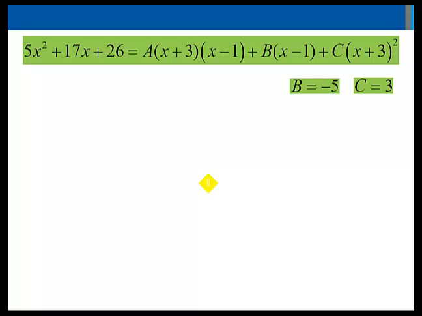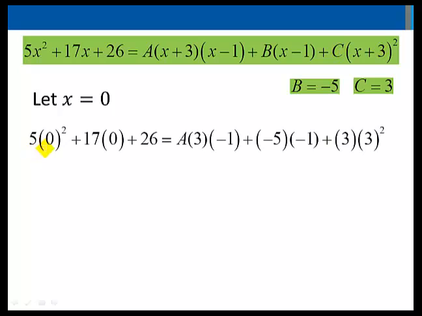At this point, there are no values of x that will zero out terms, so we will just choose any value we like. And so I'll let x be equal to 0. 0 is a nice number. And if I plug in 0 for x and also plug in the b value of negative 5 and the c value of 3, then we have 5 times 0 squared plus 17 times 0 plus 26 equals a times 3 times negative 1 plus b, which is negative 5, times 0 minus 1, which is negative 1, plus c, which is 3, times 0 plus 3, which is 3 squared.